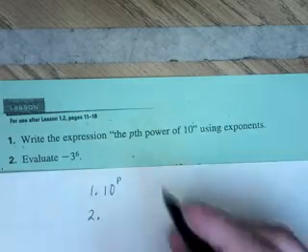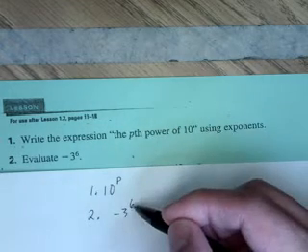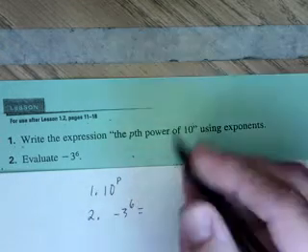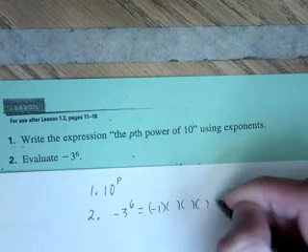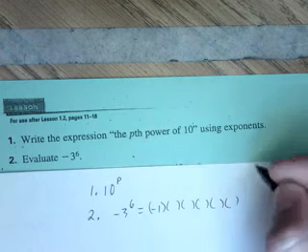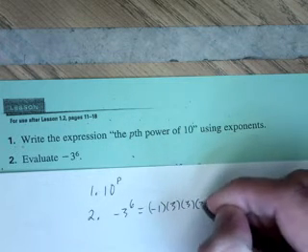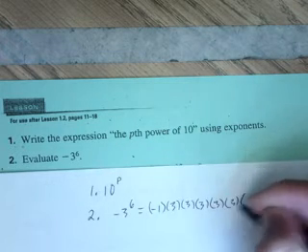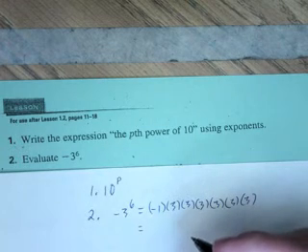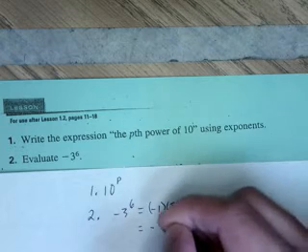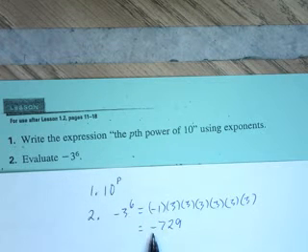evaluate negative 3 to the 6. Well, notice there's no parentheses here. So technically speaking, the 6 only applies to the digit 3. So you have a negative 1, and then you have 1, 2, 3, 4, 5, and 6 factors of 3. Using a calculator or your brain, that turns out to be negative 729. There's only one negative, so the result is negative.